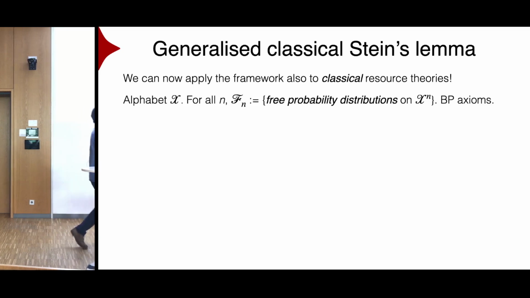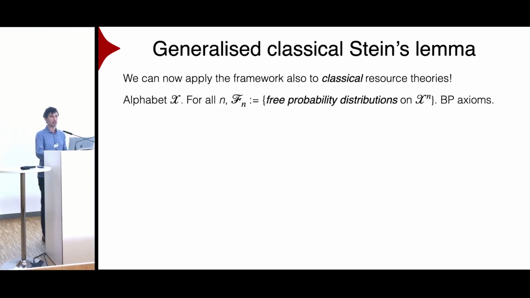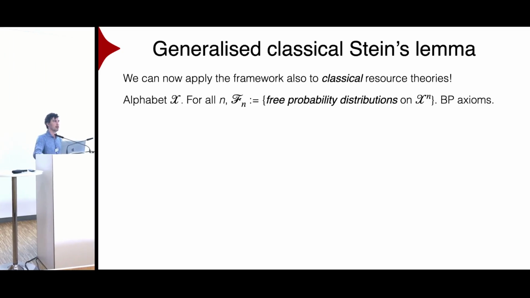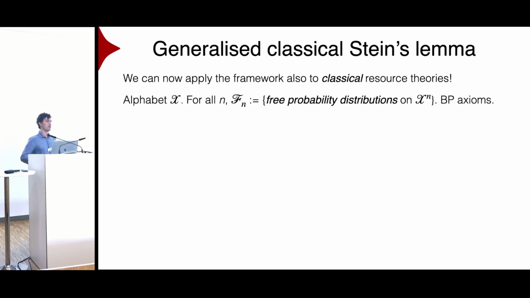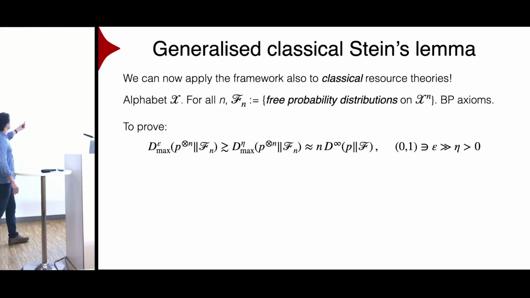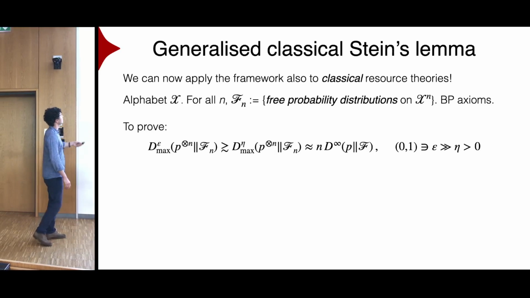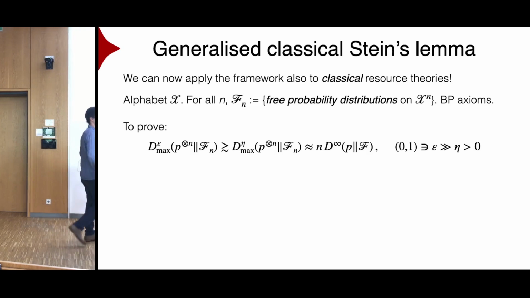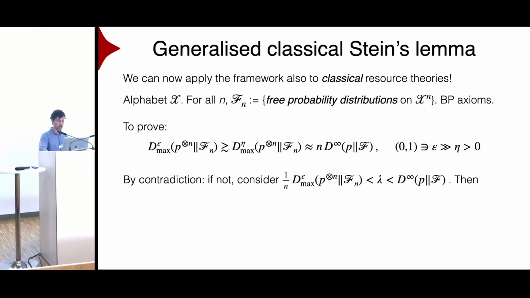You can say you have a finite alphabet, and then you have a set of free probability distributions over n copies of the alphabet, and you can impose the same axioms. No problem. These are operational axioms, like discarding systems or discarding variables should, from a free state, give you a free state. This kind of operational assumption you can also apply to classical. And now what you have to prove is exactly the same thing, but now with classical probability distributions instead of quantum states, and I call now F_n the set of free states, free probability distributions, okay? So about the same thing to prove.